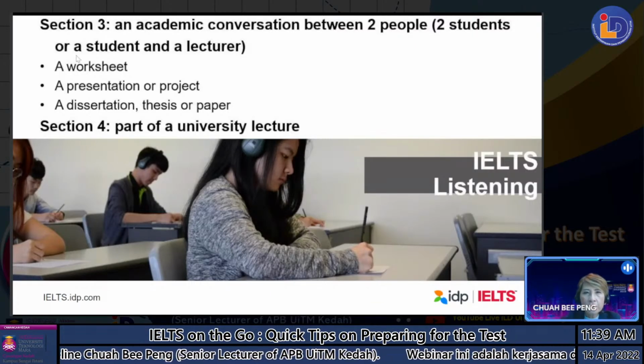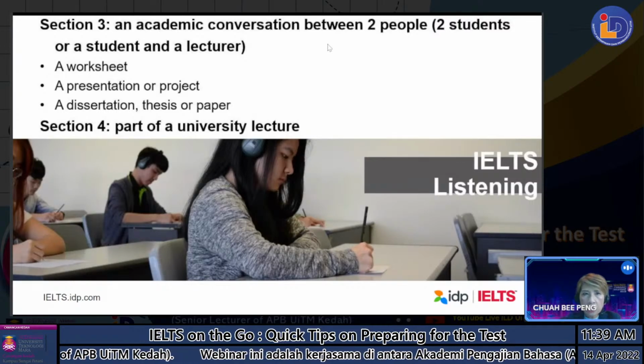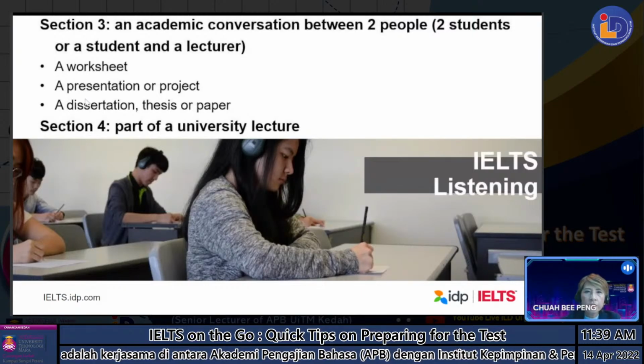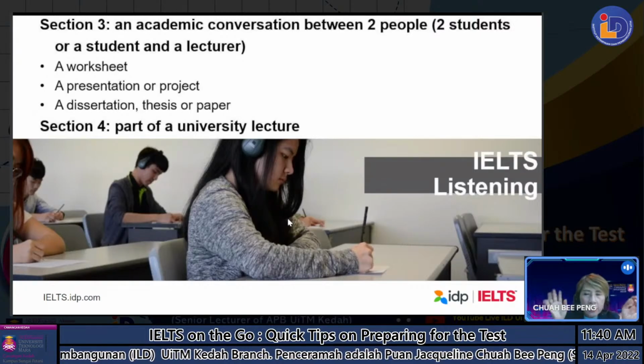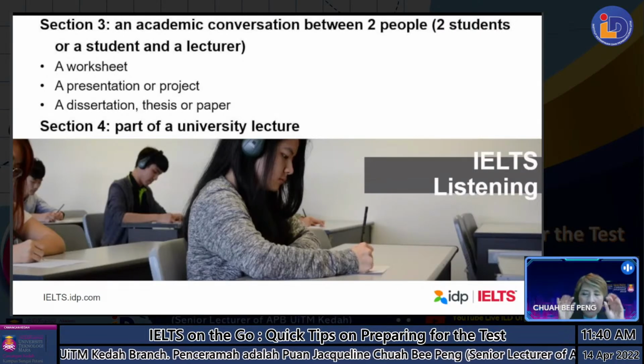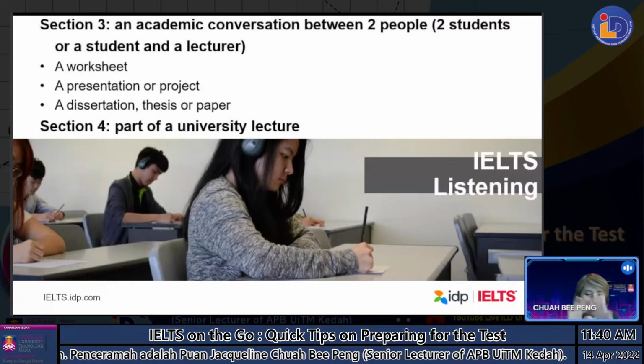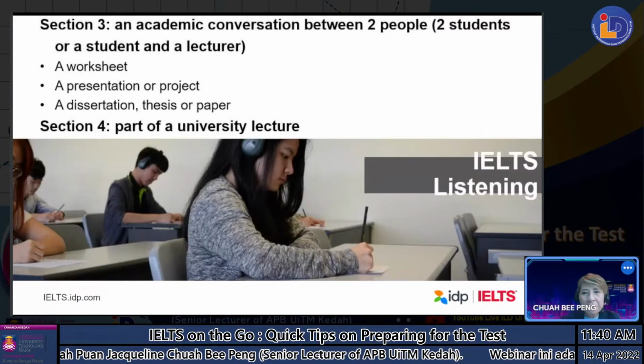Part 3 will be an academic conversation. They can be talking about a worksheet or their project or a dissertation, thesis, and paper. And part 4 is just a university lecture on any topic. So you have to open your mind, no point doing this spot question. There's no spot question. It can be anything really.